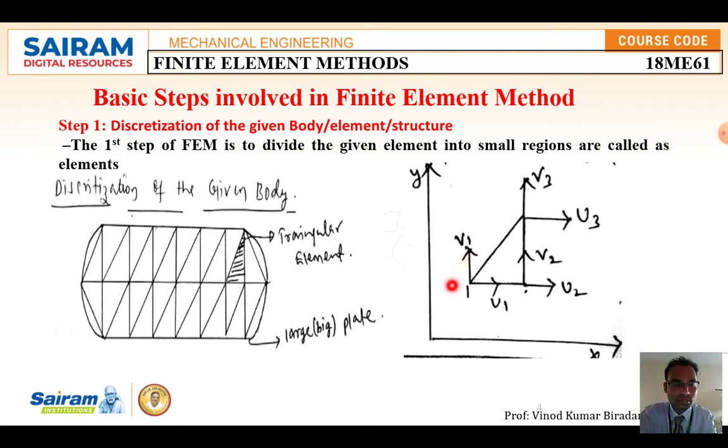Here, how many nodes will be there for the triangle? 1, 2, 3. At each node, 2 degrees of freedom, meaning each node has 2 degrees of freedom. A 2D element means 2 degrees of freedom: one is along x, one more is along y. So the x displacement I denote as u1 and the y displacement as v1. Similarly u2, v2, u3, v3.